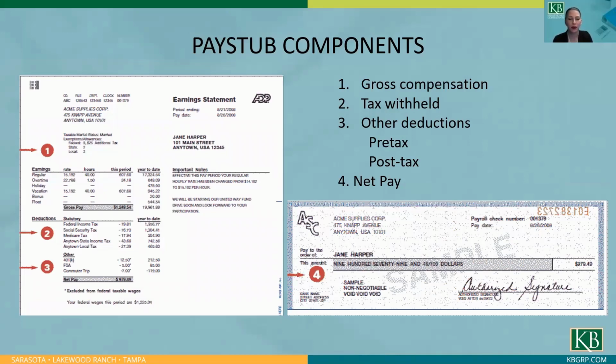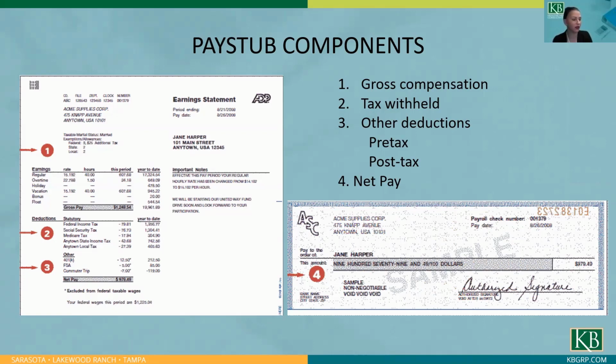The next component of a pay stub is the tax withheld from the employee's pay. Tax withheld for federal taxes is a result of your W-4 form that we just discussed. State taxes withheld have rules specific to each state.